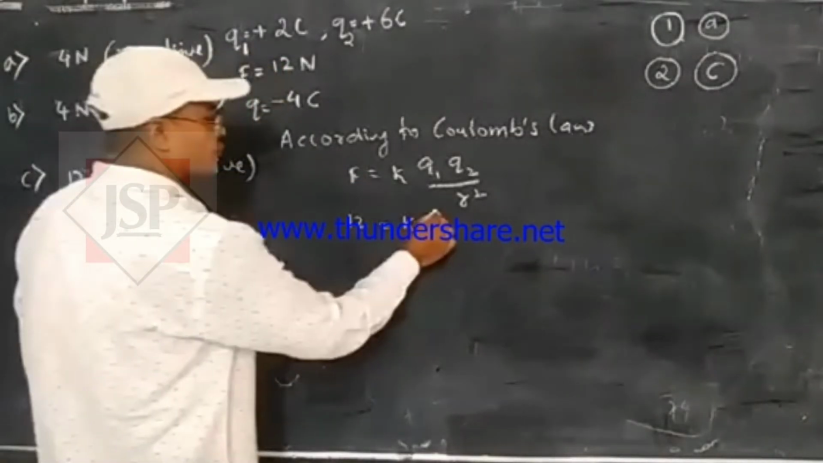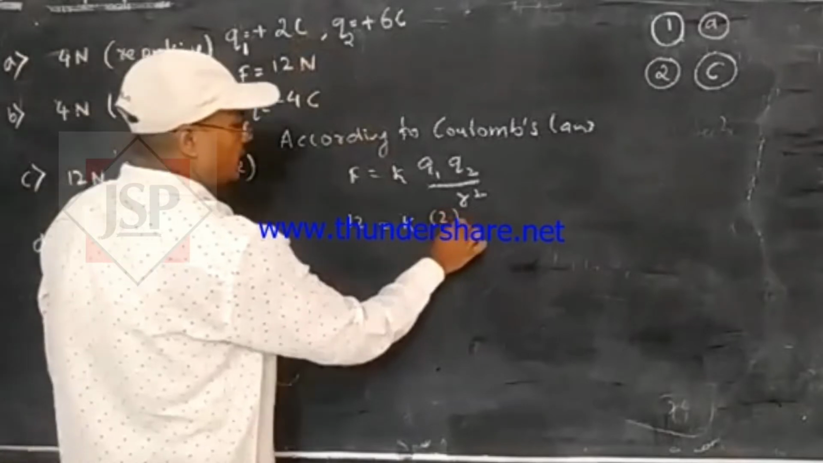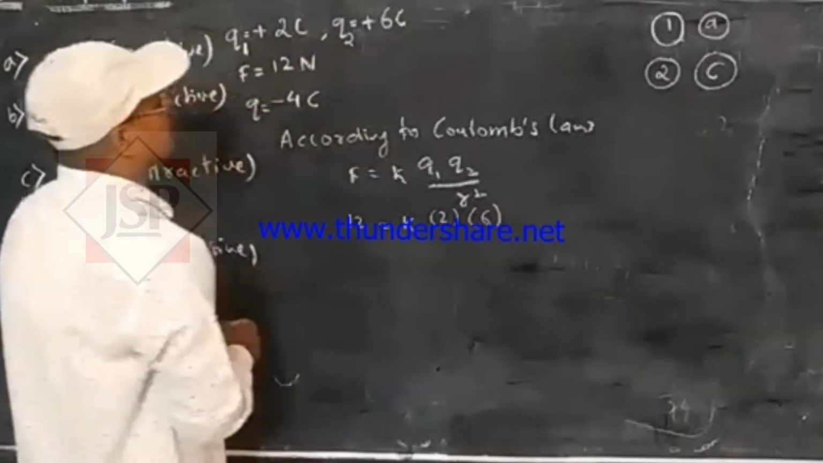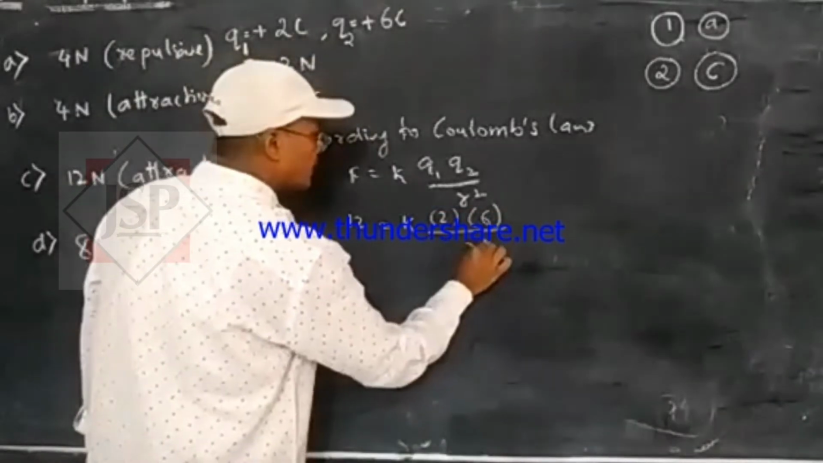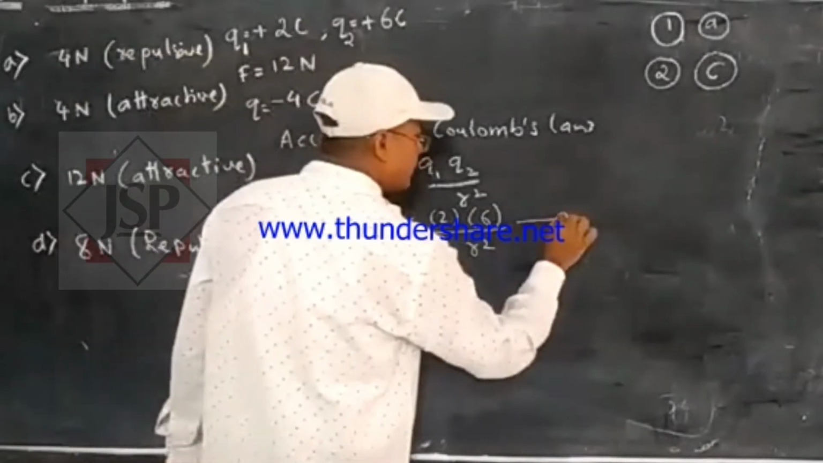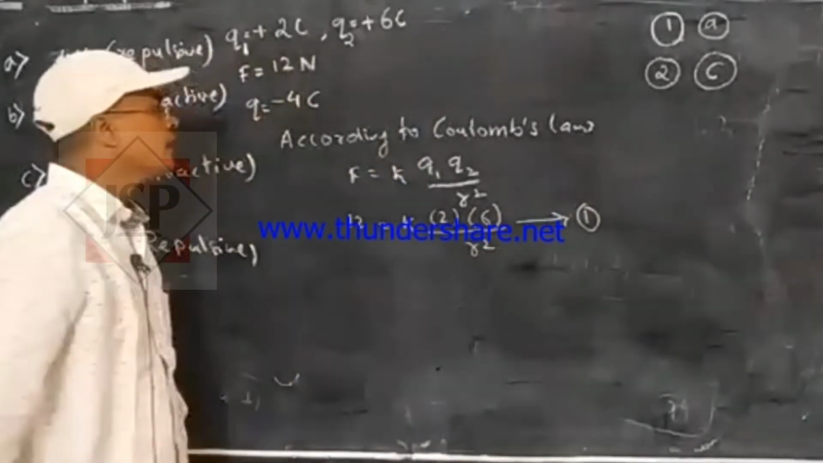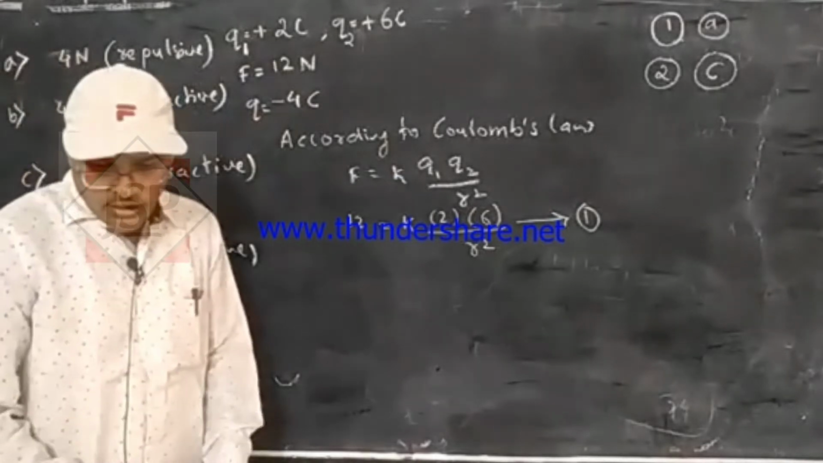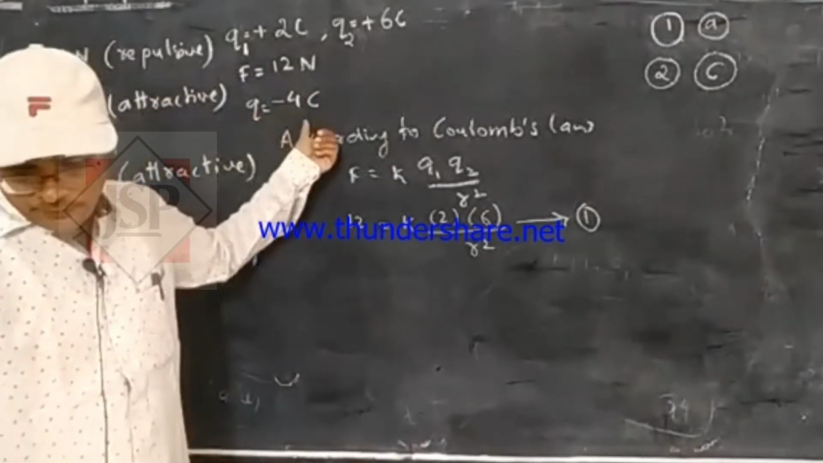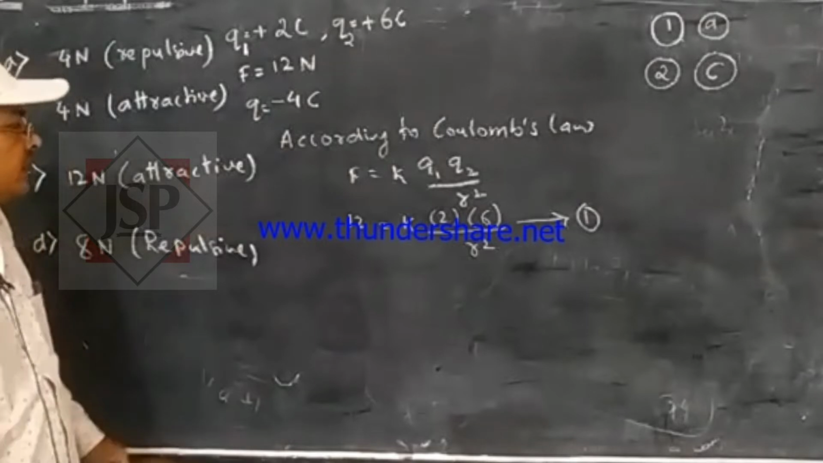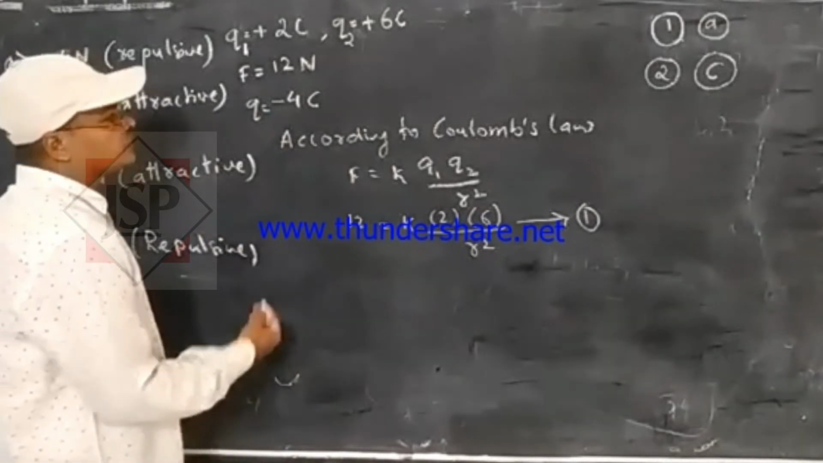Q1 value is 2 Coulomb, and Q2 is plus 6 divided by R square. So this we are going to call equation 1. Now, if minus 4 Coulomb is given to each, then we are going to see another force.